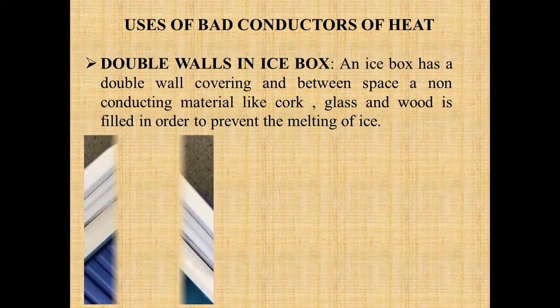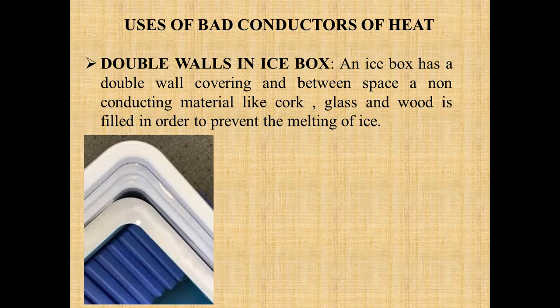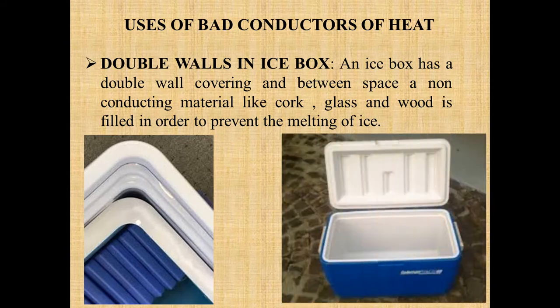Next is double walls in an ice box. You must have seen the ice box. The ice box always contains double walls like this. Why is this done? In order to prevent the melting of ice. This gap is filled with non-conducting material like cork, glass and wood.